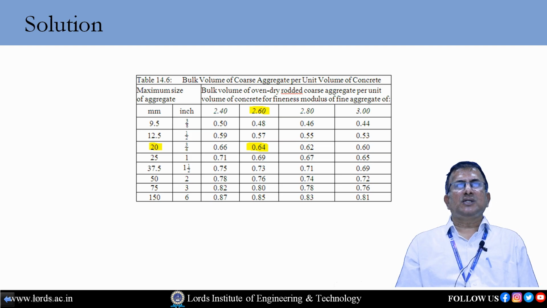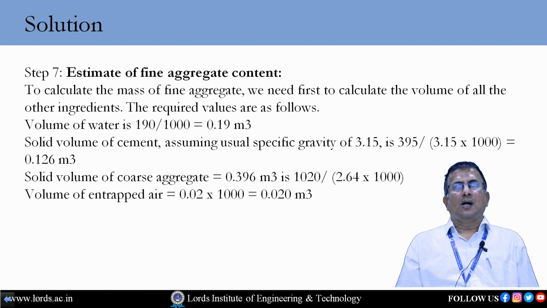Now come to estimation of the fine aggregate. Here first of all we should calculate the volume of each ingredient present in the concrete. The ingredients present in the concrete are, number one cement, second coarse aggregate, next fine aggregate, and the last one is the water content. Now, how can we know the volume of the water? Volume of the water equals the amount of water required for the concrete divided by the density of the water, which comes to 0.19 meter cubed.